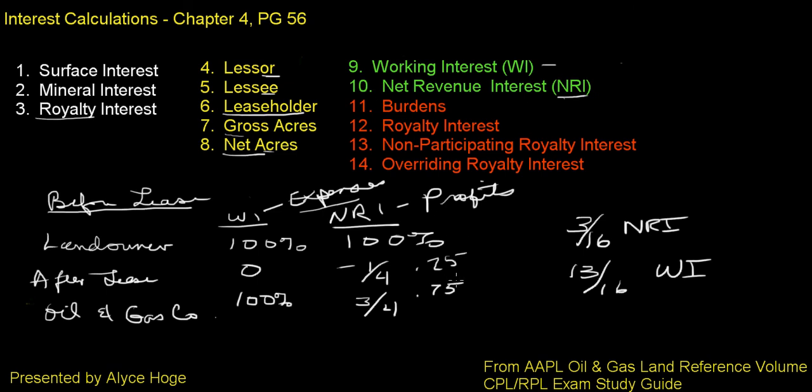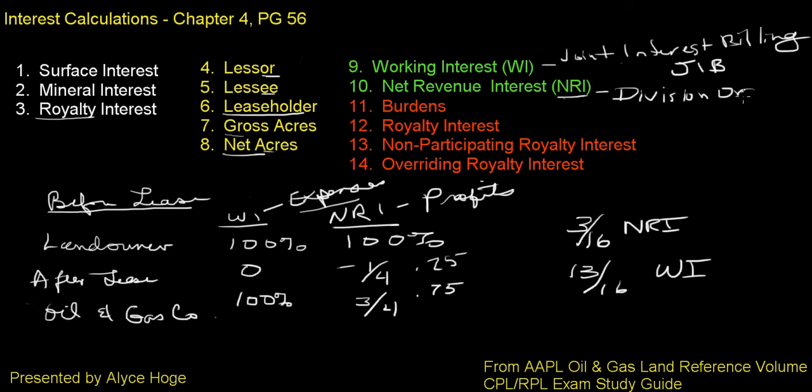Some people think it's easier to remember this as the joint interest billing deck, who the working interest owners are. Joint interest billing deck, or some people call this a JIB deck. That is a pay sheet set up by the division order analyst that only shows what the working interests are. And then people like to think about this as a division order pay sheet, or a division order deck. That's going to be a series of what the royalty interest owners own. So that's the distinction between working interest and net revenue interest.